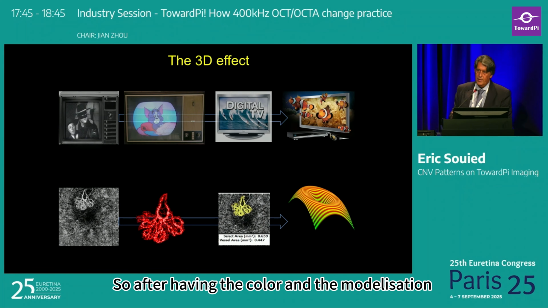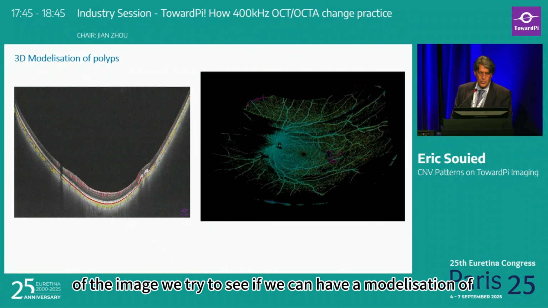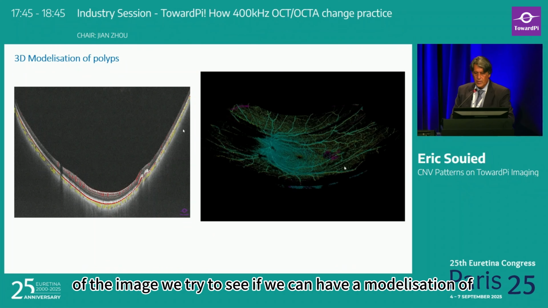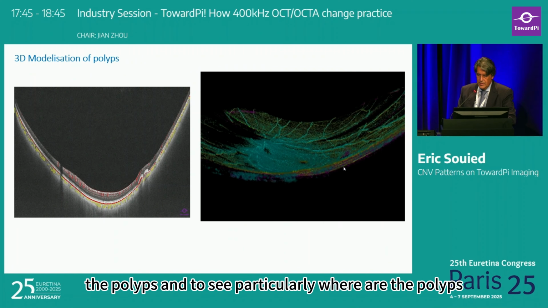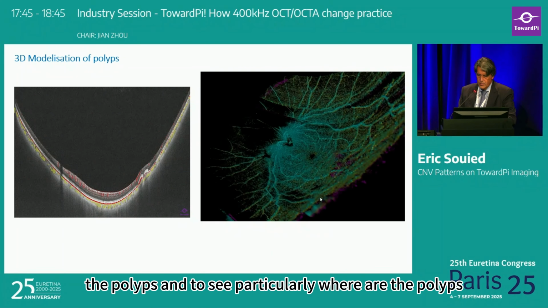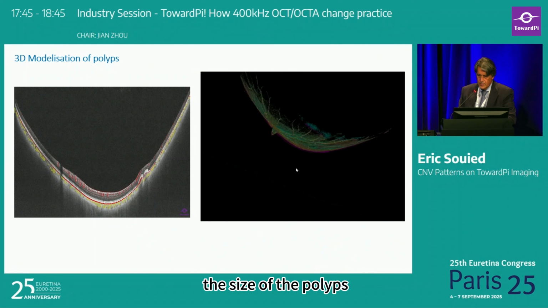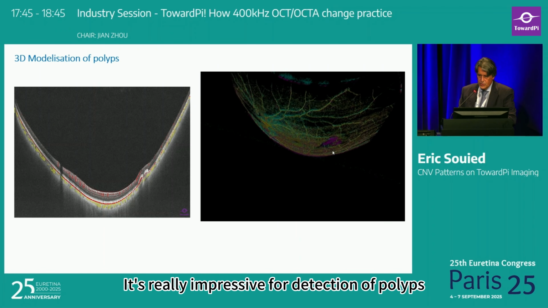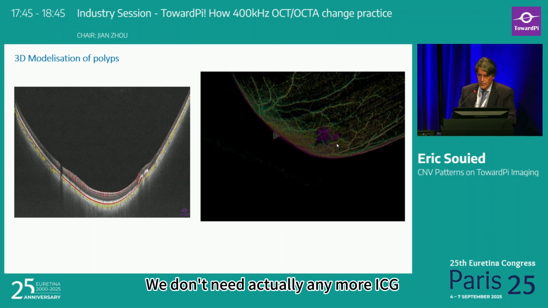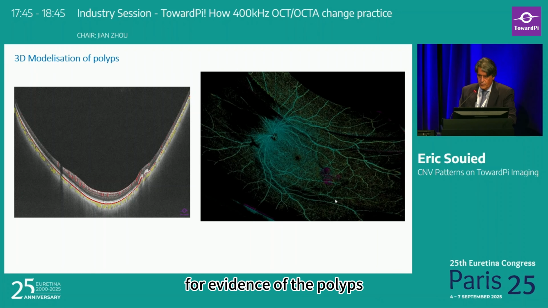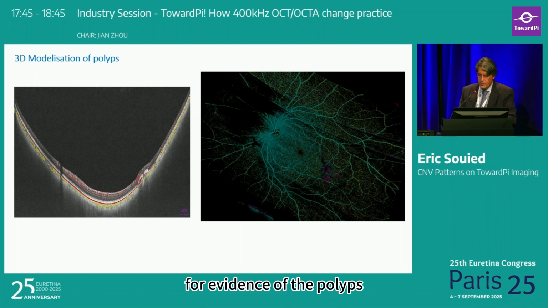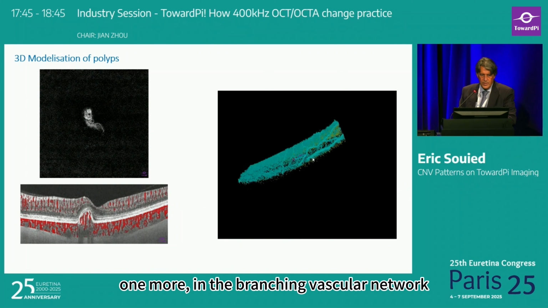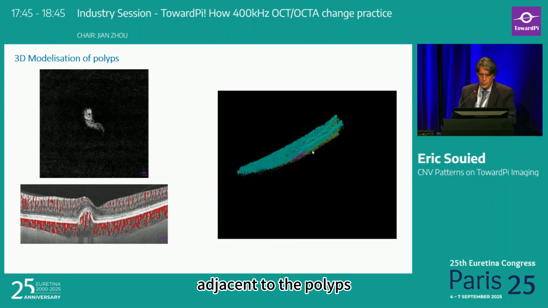After having the color and the digitization of the image, we tried to see if we can have a modelization of the polyps and see particularly where the polyps are, and the size of the polyps. It's really impressive for detection of polyps. We don't actually need ICG any more for evidence of the polyps. One more, and the branching vascular network adjacent to the polyps.